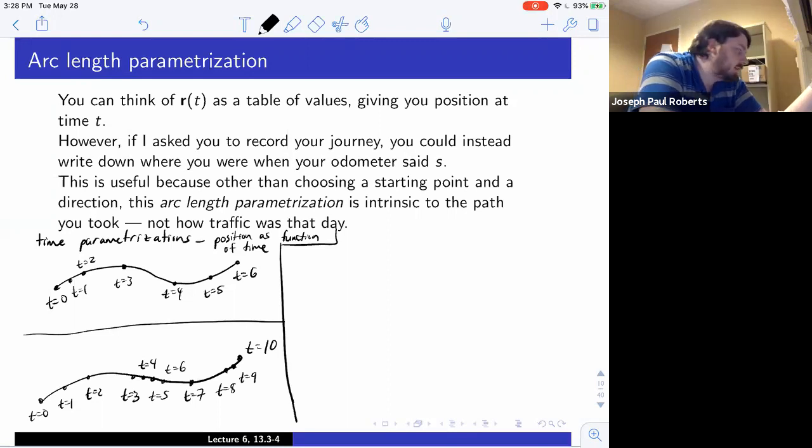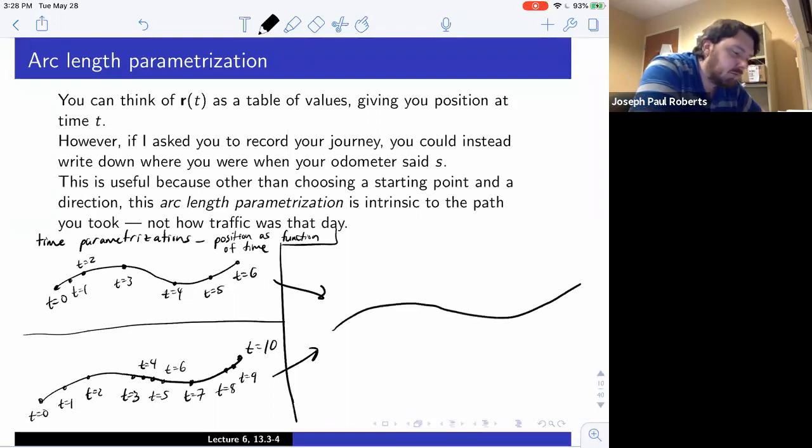Okay, so what's this concept of arc length parameterization? So with arc length, instead of recording your position as a function of time, you're going to record your position as a function of what your odometer says. And so as long as you're taking the same path, you're taking the same roads, you're going to get the same arc length parameterization from each of these.